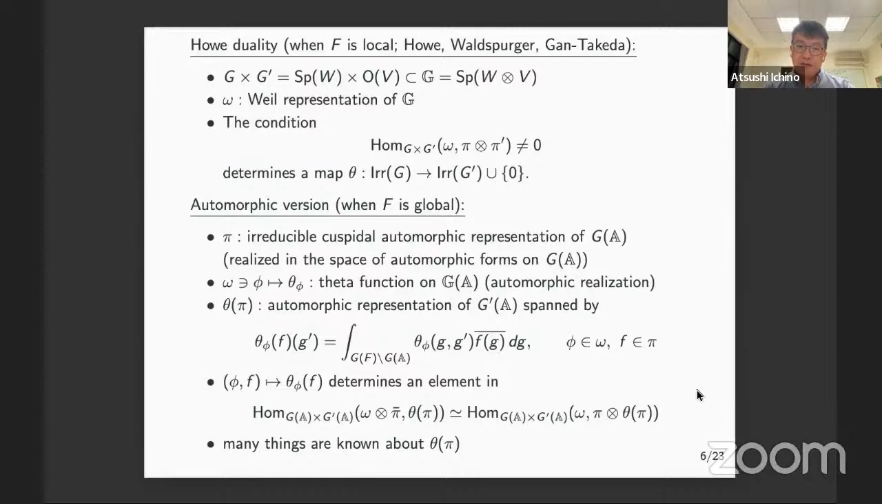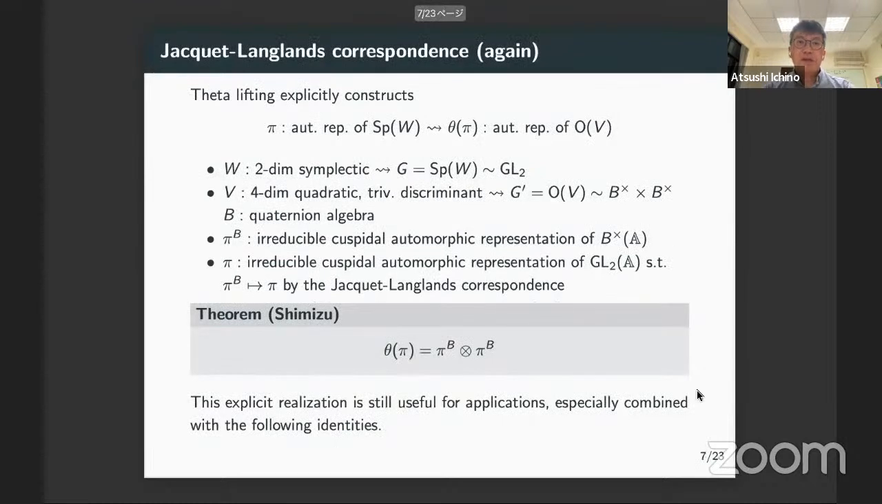And so we know many things about this theta lifting. For example, non-vanishing, or what is theta pi in many cases. But to discuss the general result, instead of discussing the general result, let me give you some examples, which is the Jacquet-Langlands correspondence again.